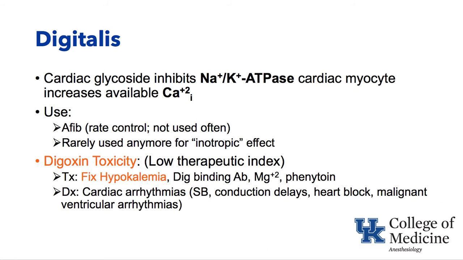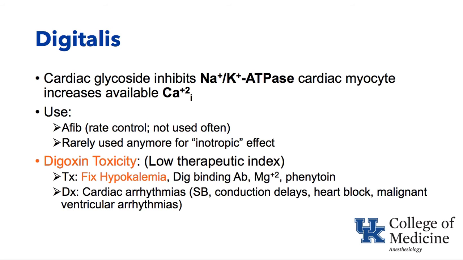Let's look at Digitalis. Digitalis is a cardiac glycoside, as previously mentioned, that inhibits sodium-potassium ATPase in the cardiac myocyte, which then increases available intracellular calcium. In the past, it was used for atrial fibrillation in patients where you're attempting to control the ventricular rate. This is not used very often. We have drugs like amiodarone, diltiazem, beta blockers like esmolol and metoprolol that are more frequently used. And it's rarely used anymore for its, quote, inotropic effect.